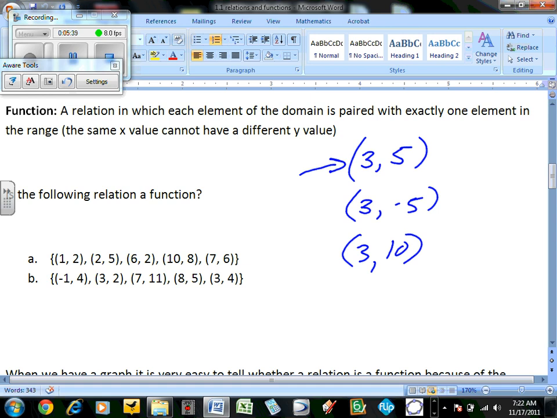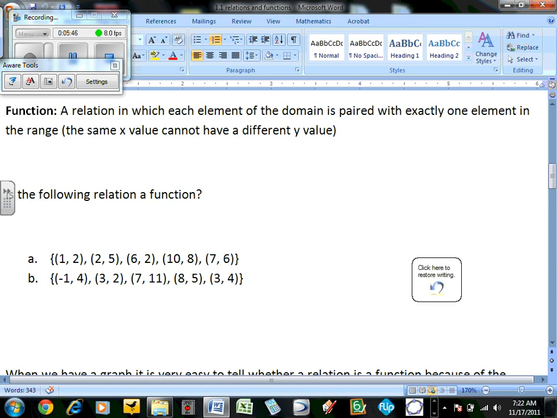Every function is a relation because they're a set of ordered pairs. They have a domain and a range. But not every relation is a function. Not every relation has the same y value for each x value that you have. Okay? So here we go.